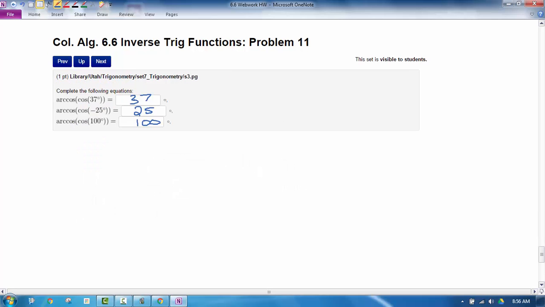Okay, and then this one's 37, 25, 100. They undo each other. The one to pay attention to is this one because the range is from 0 to pi, so it has to be positive. I'll explain this better in class if you want. And then here's the last one.